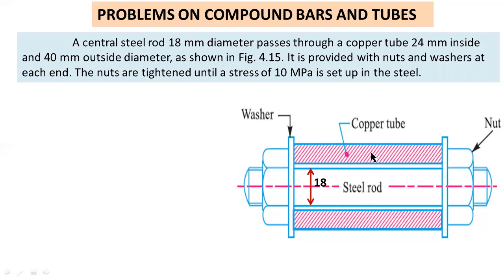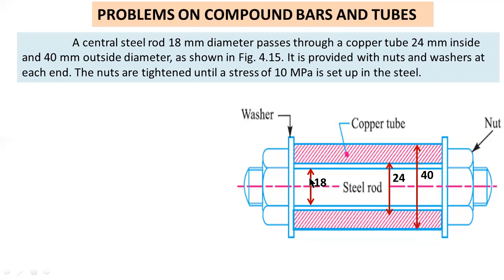Copper tube, this is a copper tube, meaning a hollow pipe. The dimensions of the copper tube: the inside diameter is 24 mm and the outside diameter is 40 mm. These are the dimensions for the copper tube. This outside hollow pipe is the copper tube. Inner diameter is 24 mm and outer diameter is 40 mm.